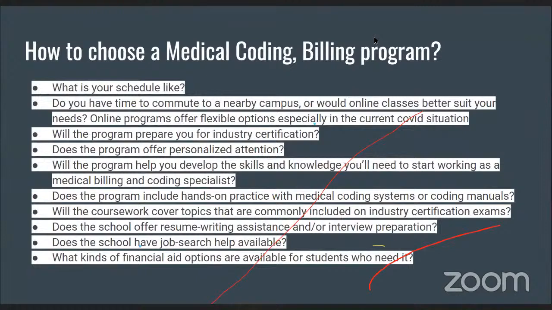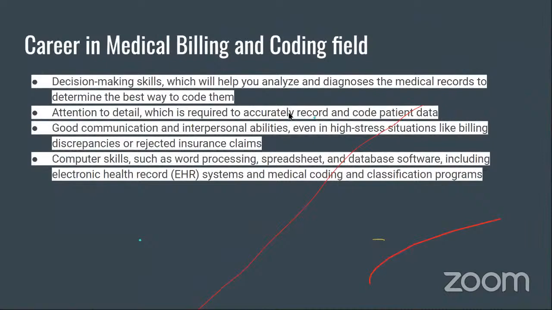Will the coursework cover topics that are commonly included in the industry certification? Will they offer any help with resume writing? Will they help you with job search? What kind of financial aid is available? These are some more things that one can think about when thinking about joining this career.